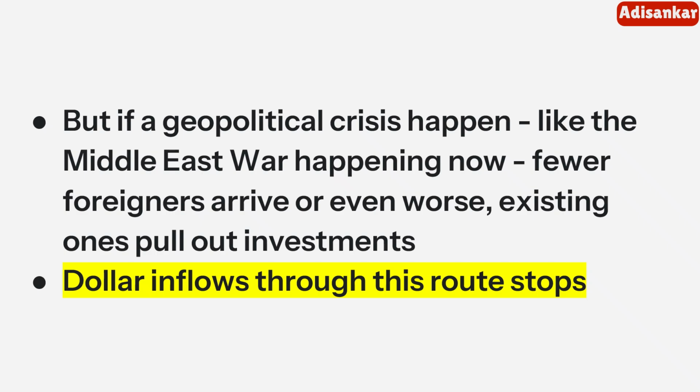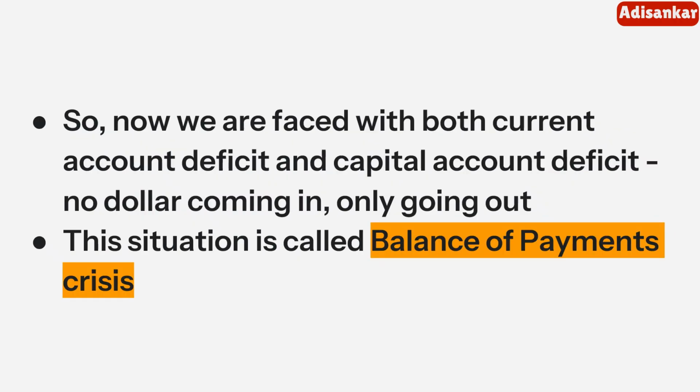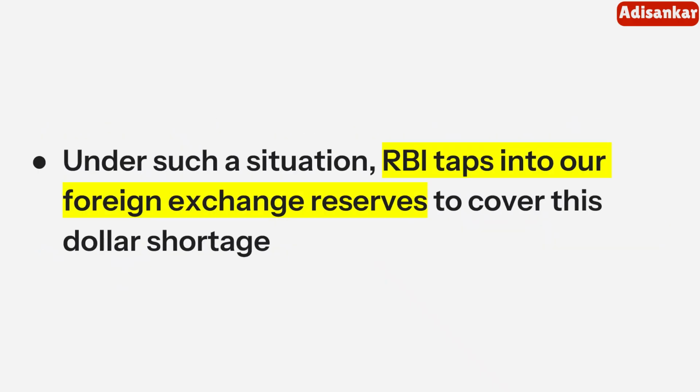But if a geopolitical crisis happens, like the Middle East war happening now, fewer foreigners will arrive, or even worse, existing foreigners will pull out their investments and take the dollar out of India. Dollar inflows through this route also stops. That is, we are now faced with both current account deficit and capital account deficit. No dollar is coming in, instead it is only going out. This situation is called a balance of payments crisis. Under such a situation, RBI taps into our foreign exchange reserves to cover this dollar shortage.